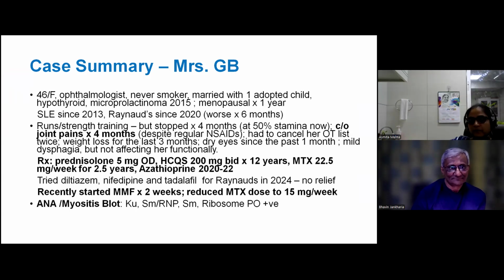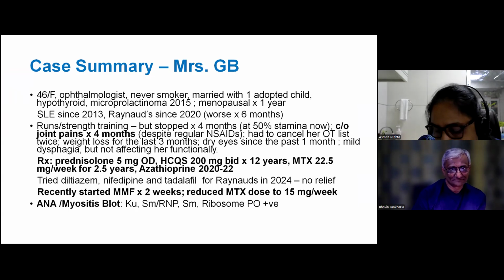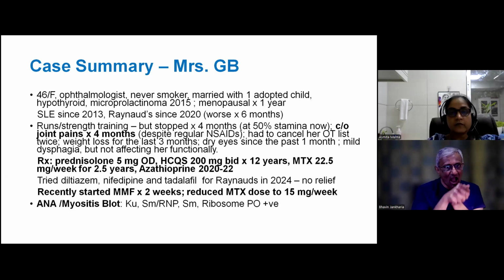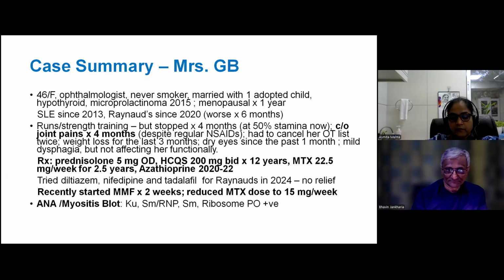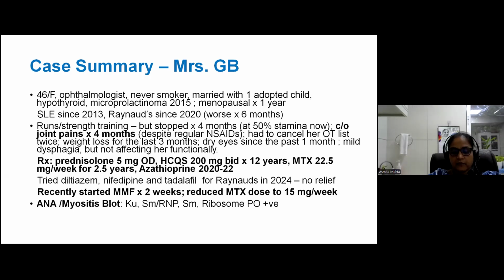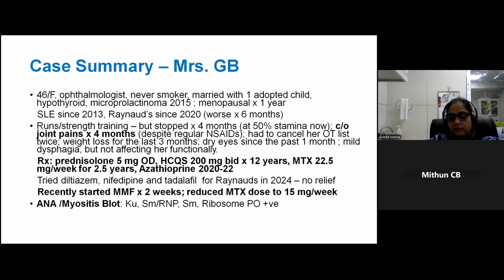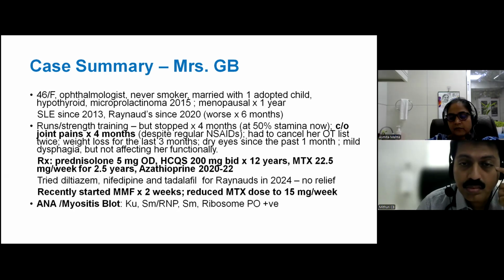So this is a 46-year-old ophthalmologist, never smoker, married with an adopted child, hypothyroid, a microprolactinoma in 2015, menopausal for a year, and SLE diagnosed since 2013, Raynaud's since 2020, worse for the last 6 months. So I really need Mithun's inputs here as well. She runs, she does strength training, but she stopped for 4 months. She's at 50% stamina now.